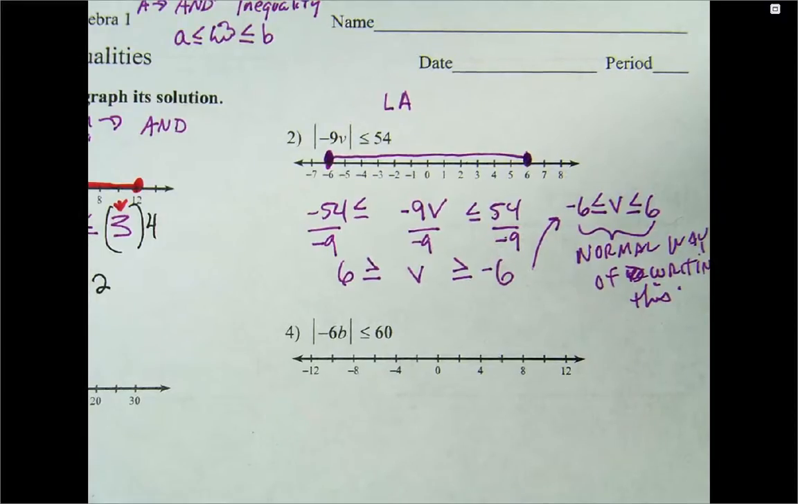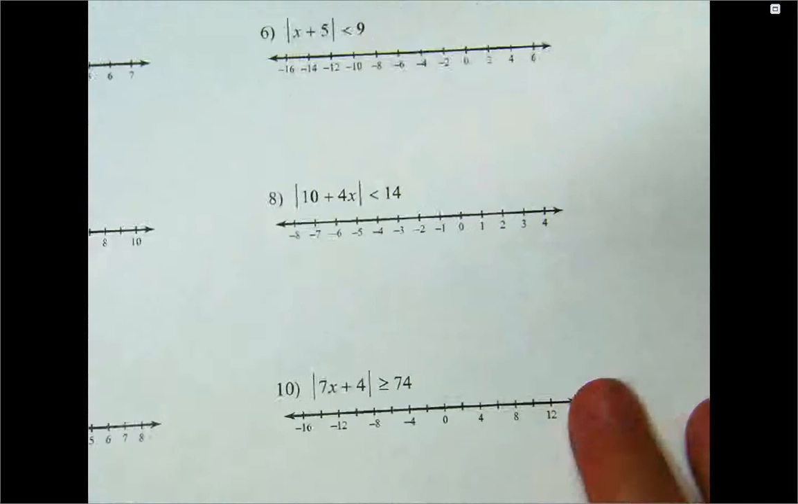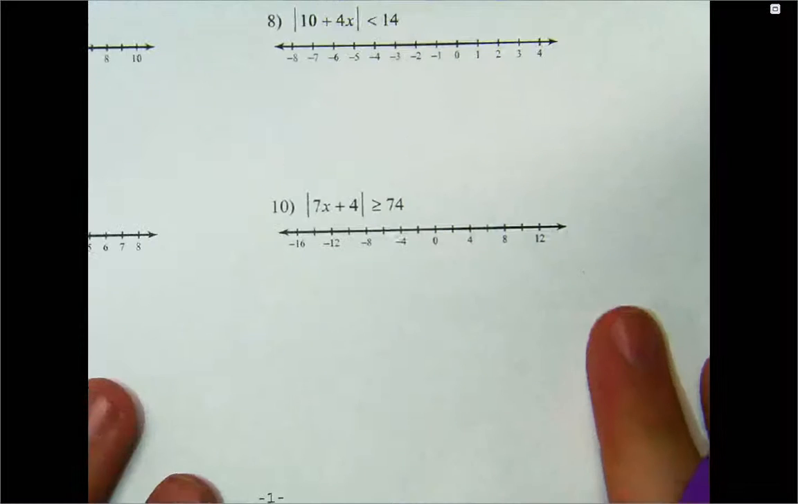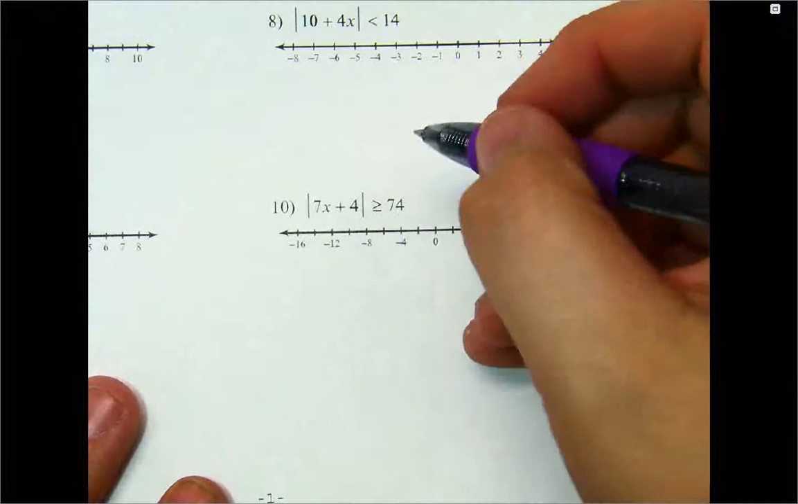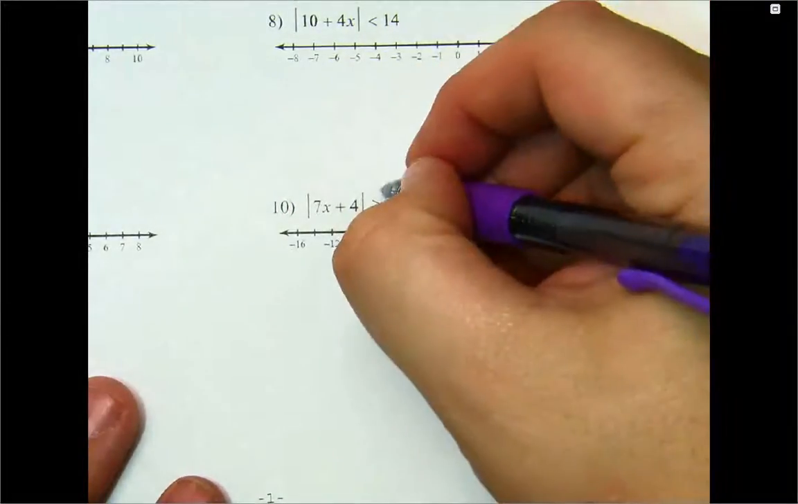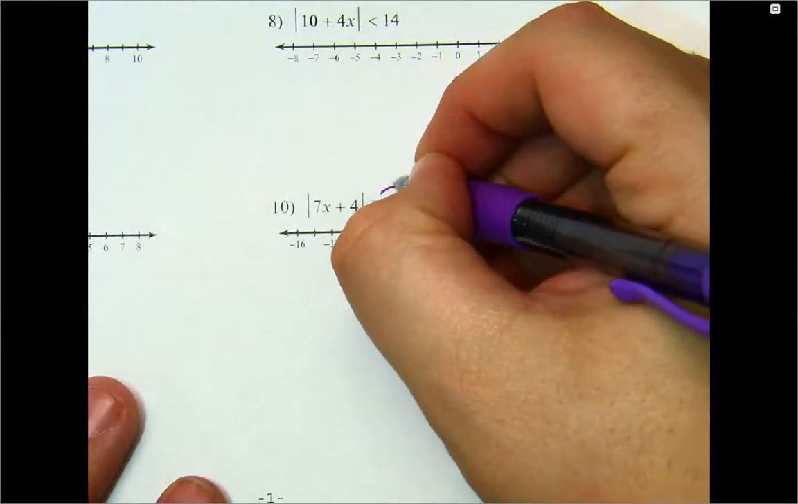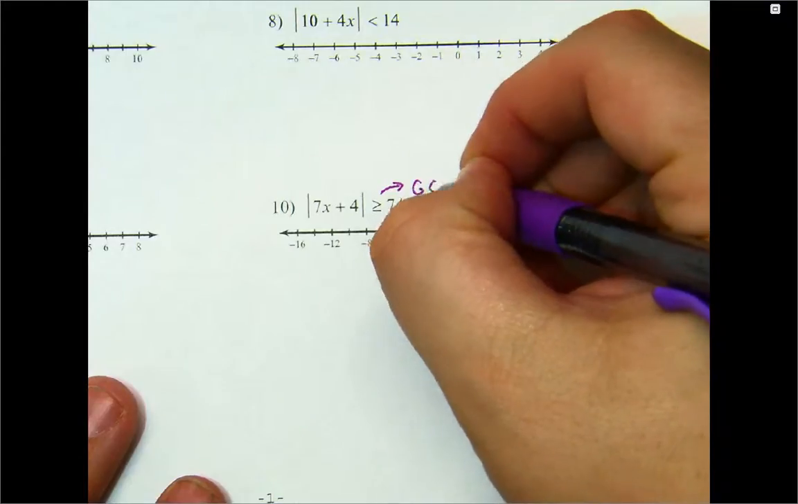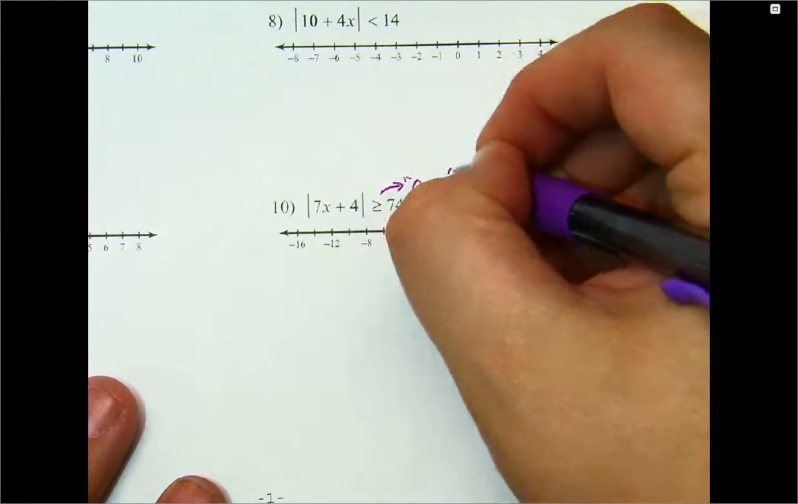All right, all the way up through number 9 are less than. So you're going to set them up the same way. Now 10 is the first one that's greater than. Well, yeah, I guess 3 is too. But let's go to 10. So this is going to be a "go" situation.